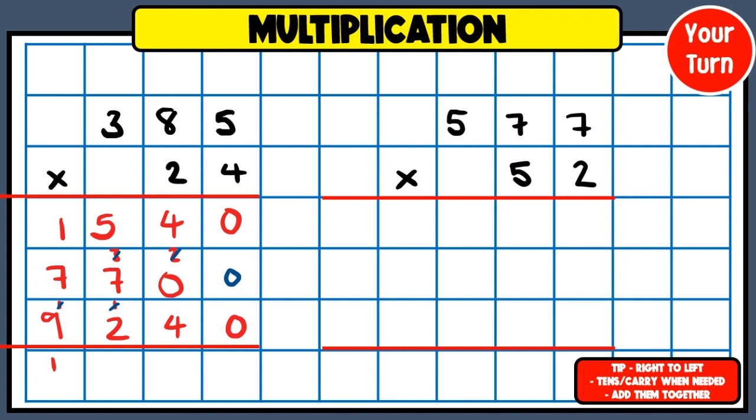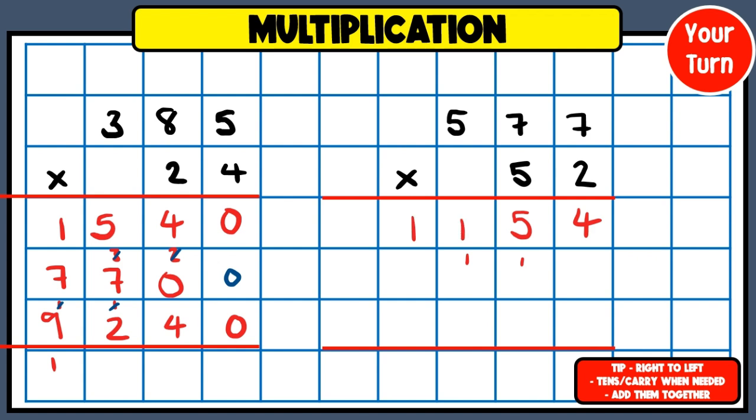9,240. Okay, how did you get on with that one? Let's look at the next one. 577 times 52. Nice and easy. 2 times table straight away. 2 times 7 is 14. 2 times 7 again is 14. If I add the 1 to it, it becomes 15. 2 times 5 is 10. Again, if I add the 1, I get 11.